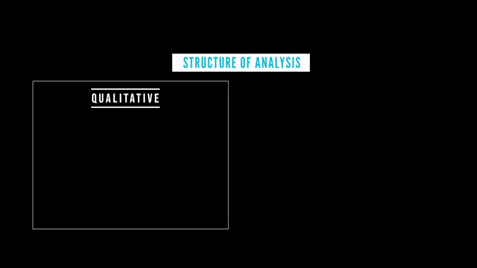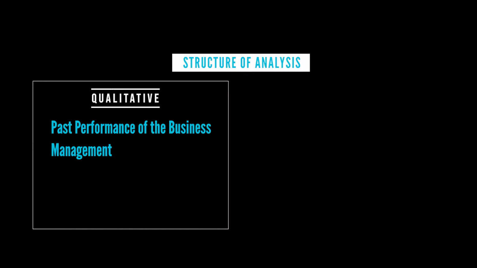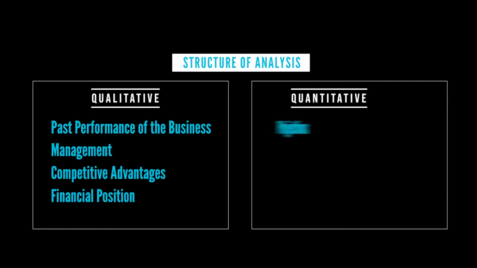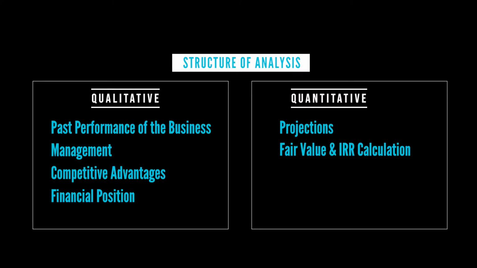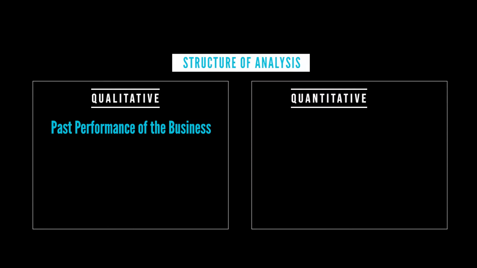As you may already know, I divide my valuations into qualitative and quantitative aspects. The qualitative includes past performance, management, competitive advantages, and financial position. Once I'm happy with all this, I go to the quantitative portion, which includes making projections and calculating intrinsic value and IRR. So let's go to past performance.